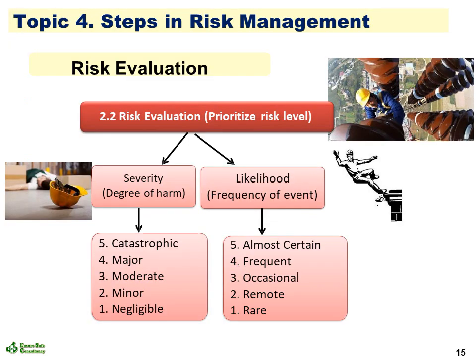Steps in risk management in Topic 4 is continued. Risk evaluation: prioritize risk level. Severity, degree of harm. Likelihood, frequency of event. Severity: catastrophic, major, moderate, minor, negligible. Likelihood: almost certain, frequent, occasional, remote, rare.